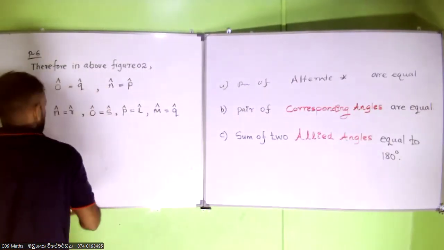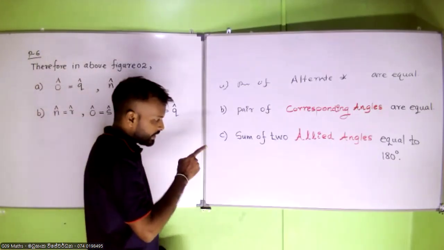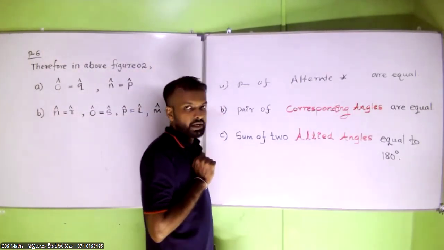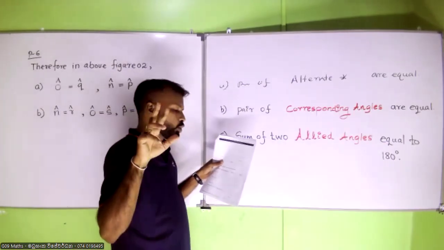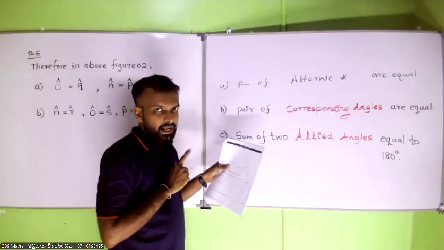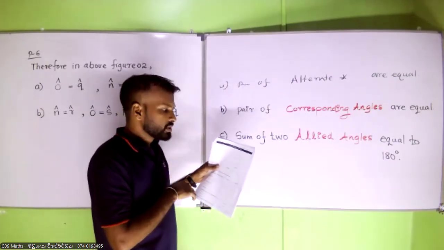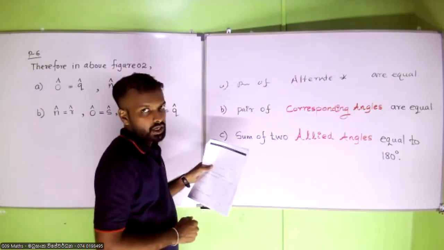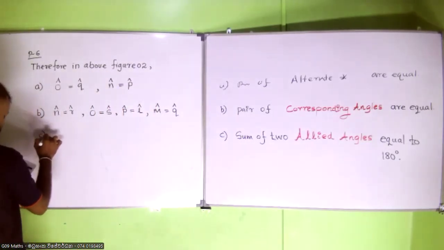Allied angles, that means C type of angle. Sum of two allied angles is equal to 180. So there are only two pairs, OP and NQ. OP is on the left hand side of the transversal, NQ is on the right hand side of the transversal.